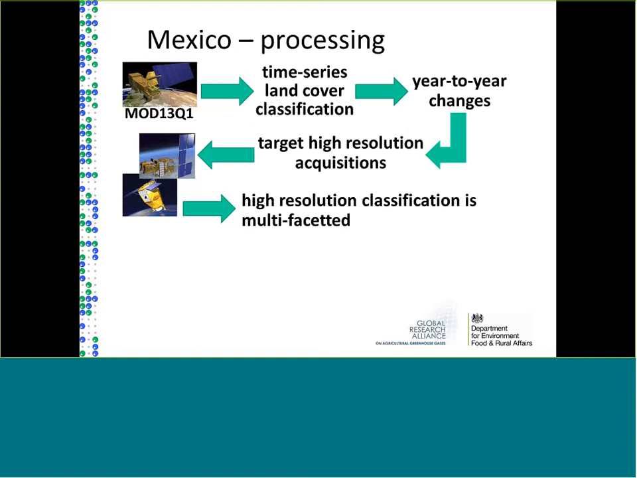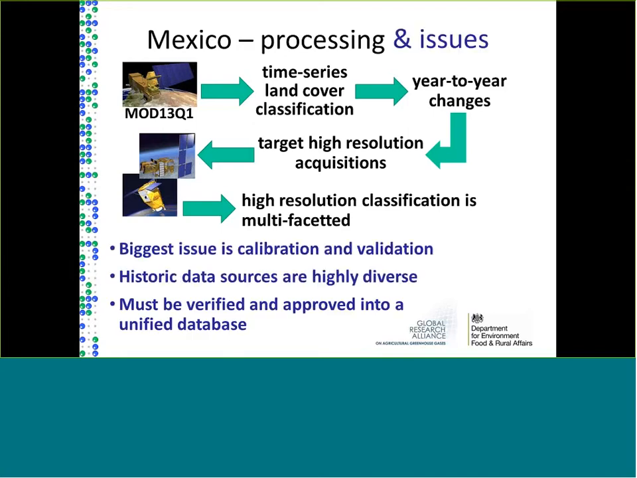and segmentation textures as well. The issues, the biggest one for Mexico is calibration and validation. The historic data sources that they have for calibration and validation are highly diverse, and they have to go through a fairly complex process of verification of the data sources, so that they're approved, so they can be put into a database, which is a unified set of observations to do the calibration and validation of the Earth observation information.